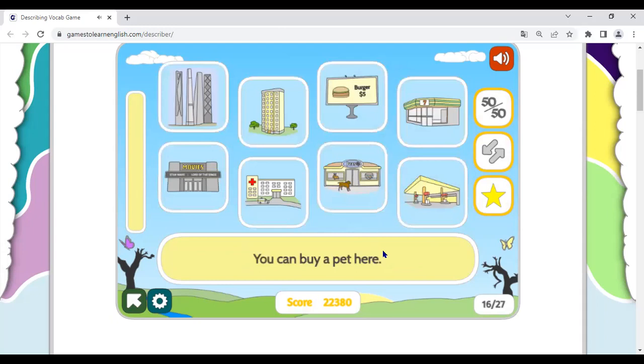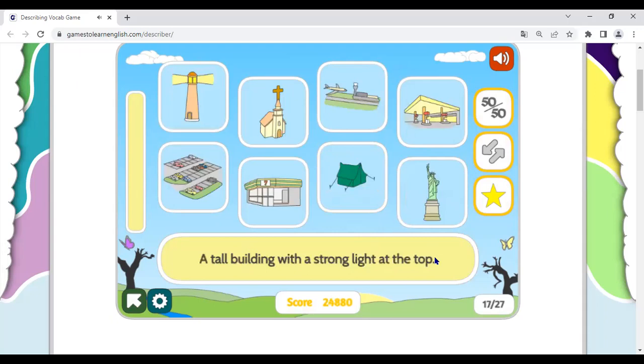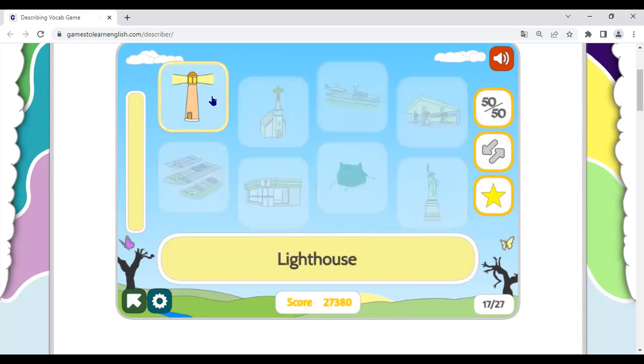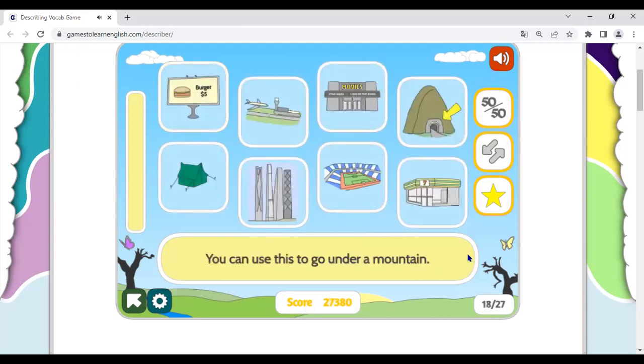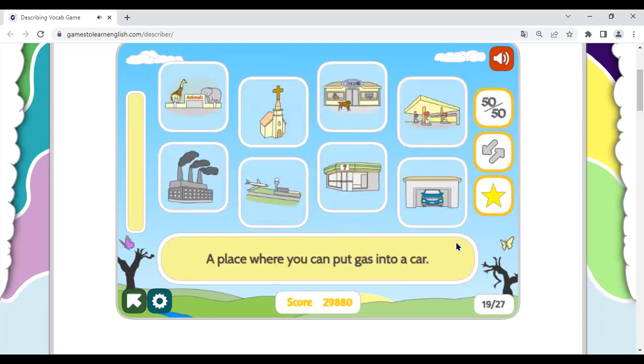Very good. You can buy a pet here. A dog or a cat. Pet store. Yes. Pet store. Very good. A tall building with a strong light at the top. Picture 1. Okay, let's learn it. Lighthouse. Yeah. You can use this to go under the mountain. This one. Yeah. Come on. Tunnel. No. Yes, it's correct. Tunnel. Okay. Yes, it's the same.